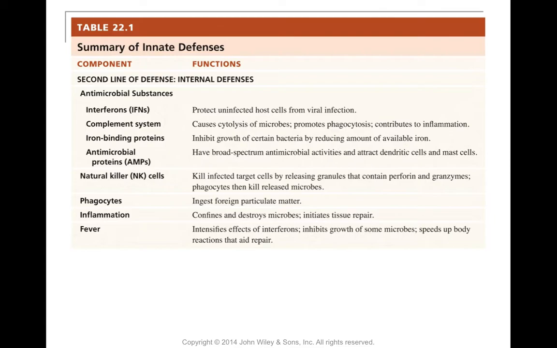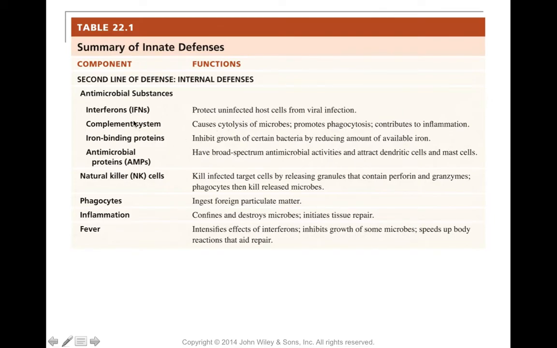Some of our second lines of defense include our internal defenses. We have specialty antimicrobial substances such as interferons. Interferons are going to help protect uninfected host cells from viral infection. Basically, cells that are infected are going to release signals or upregulate these interferon signals, which are going to mean that the surrounding cells, which are yet uninfected, can increase their defenses such that we're able to help retain uninfected host cells.